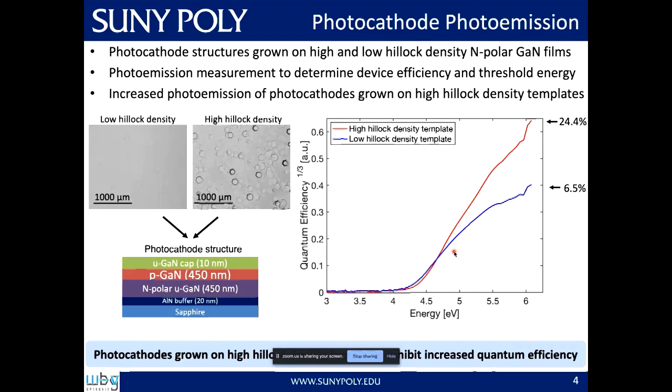So to test if we can use this opportunity of the helix structures having semipolar planes to our advantage, we grew two photocathode structures, one on a low helix density nitrogen polar film and one on a high helix density nitrogen polar film. And we found that the photocathode that was grown on the high helix density film had a much higher quantum efficiency in this plot of quantum efficiency to the 1/3 versus incident photon energy, compared to the photocathode that was grown on low helix density, which only achieved 6%.